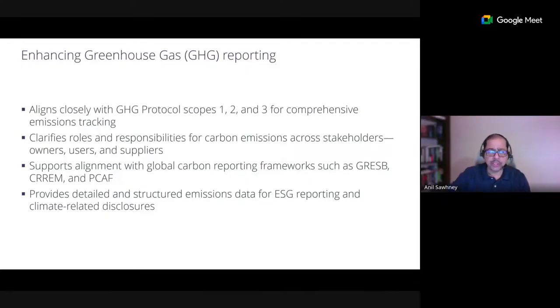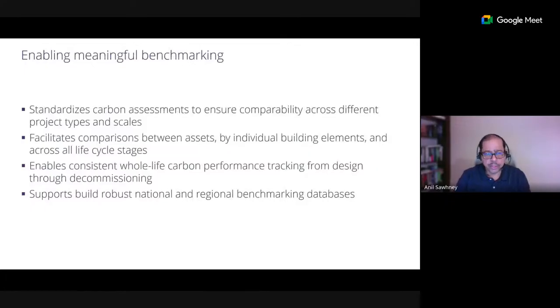Because you're performing WLCA, you can clearly specify the roles and responsibilities. When we talk about scope 1, scope 2, scope 3, you will see what exactly I mean by this. This WLC also supports alignment with global carbon reporting frameworks like GRESB, CRREM, or PCAF. These are global reporting frameworks for your portfolio. It provides detailed and structured emission data for ESG reporting and climate-related disclosures also. So WLCA definitely has this benefit.